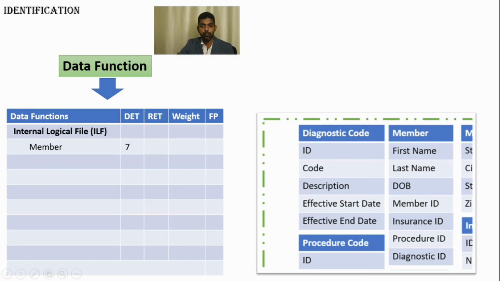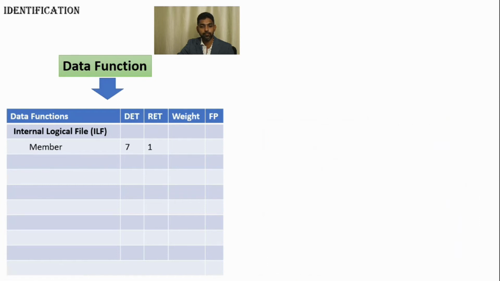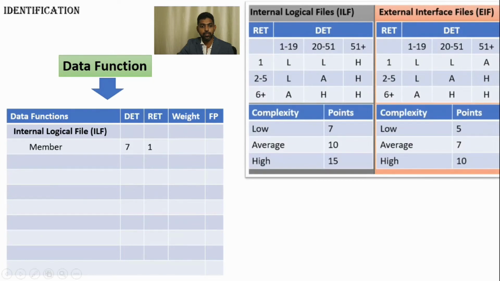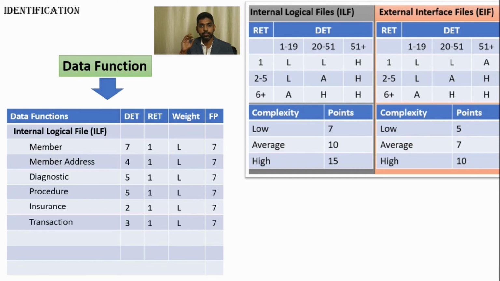And what is the record element type? It is one table. So we are having 1. So what is the weight associated with the DET and RET? So we need to use the complexity chart. That is this. So for internal logical file, for a given DET of 7 which falls between 1 and 19, and RET of 1, the complexity is low. And if you go into the complexity chart, we are having low as 7. So low and function point is 7. So we are going to do the same exercise throughout. These are the DETs and associated RETs.